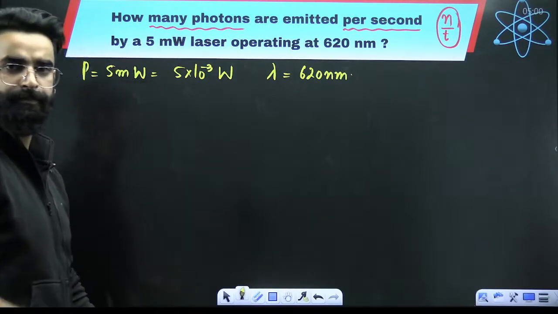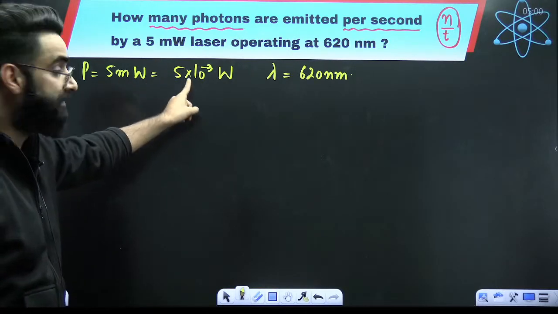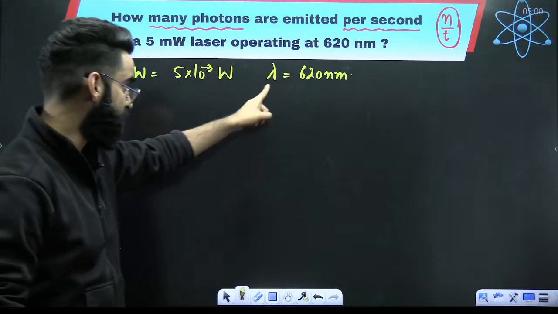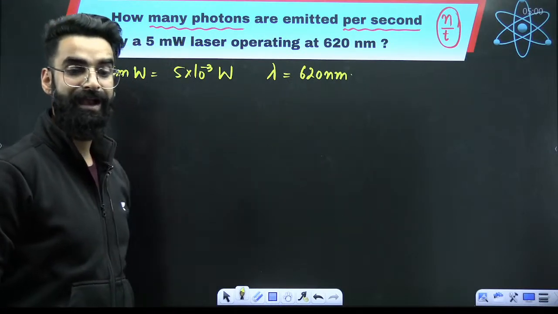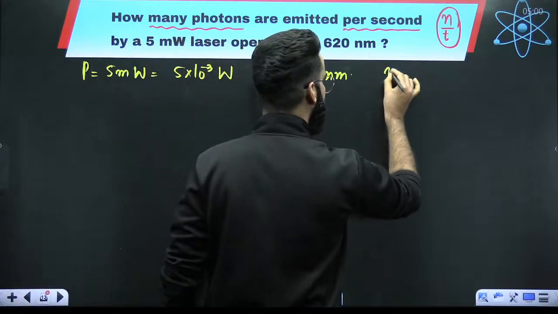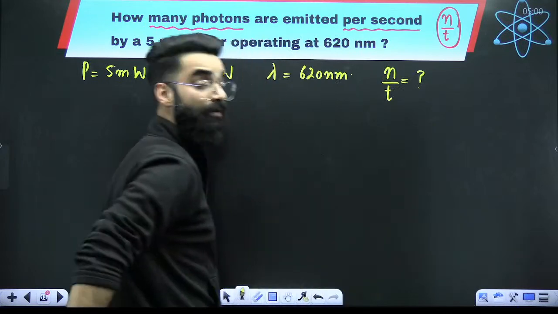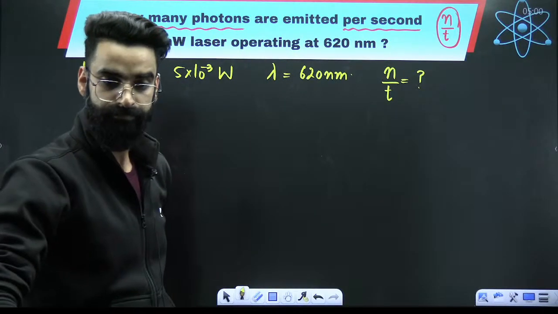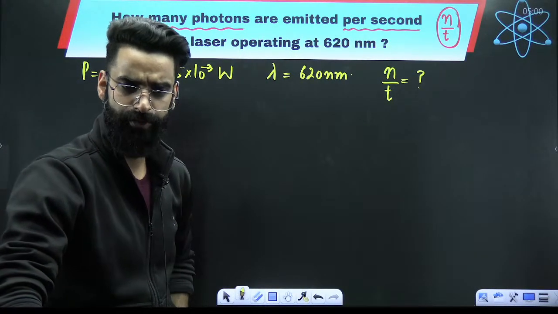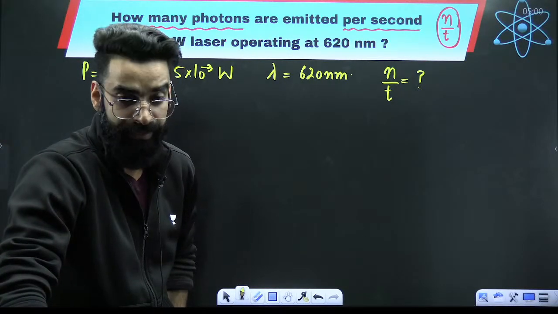What do we have to calculate? You have a laser which is delivering power of this much, and the laser is operating at the wavelength of this much. And what are we supposed to calculate? We are supposed to calculate the number of photons emitted per second. So basically, we are supposed to calculate the rate of emission of photons. Can't you solve it? Isn't it a simple question now? I believe it's simple.